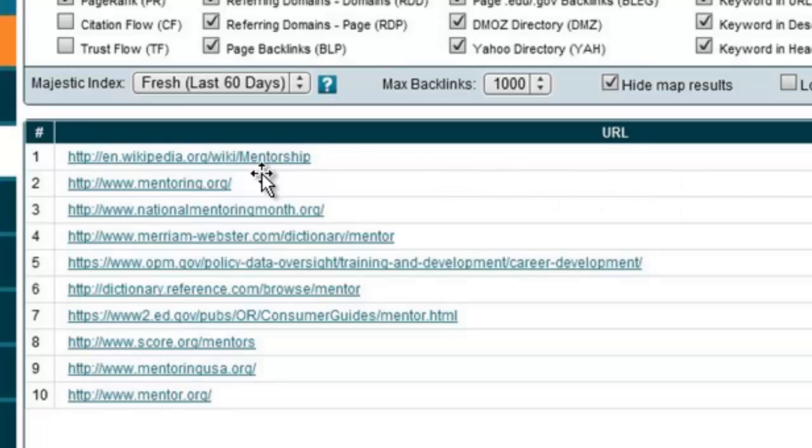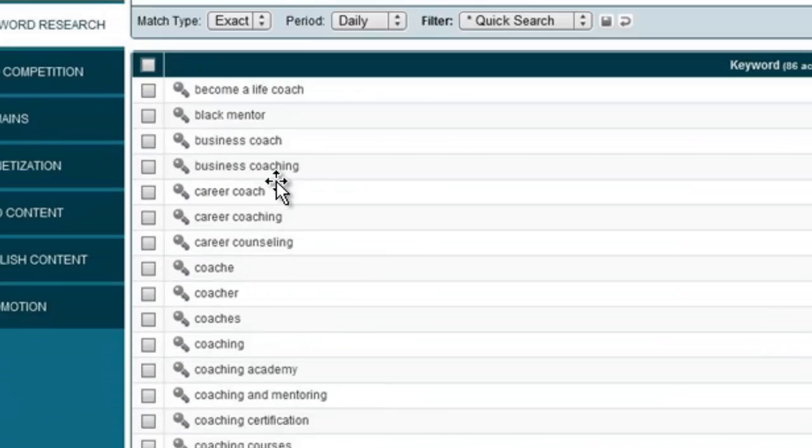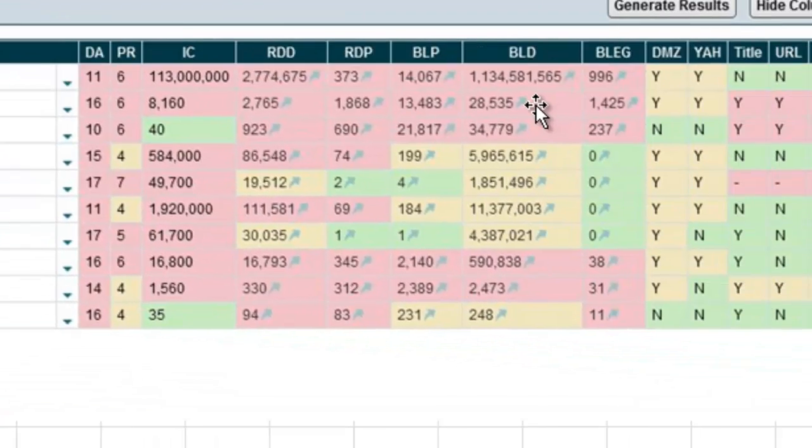And you look here closely, then the number 2 position is mentoring.org. And our keyword again was mentoring. So mentoring.org obviously took the number 2 position, and it has 28,000 backlinks. The number 1 position has over 1 million backlinks, and you're not going to compete with a Wikipedia, mentorship. No. They're always going to be in that slot, so to speak.